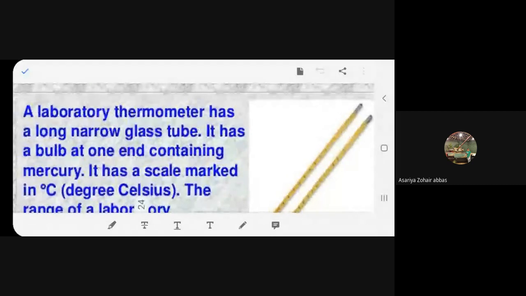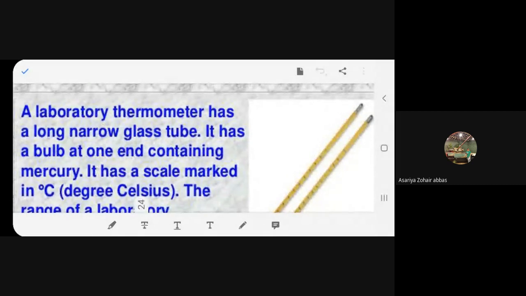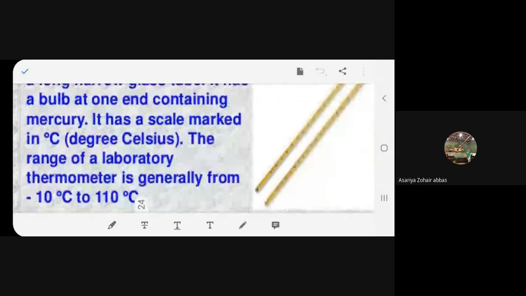Laboratory thermometer. A laboratory thermometer has a long, narrow glass tube. It has a bulb at one end containing mercury. It has a scale marked in degrees Celsius. The range of a laboratory thermometer is generally from minus 10 degrees Celsius to 110 degrees Celsius.